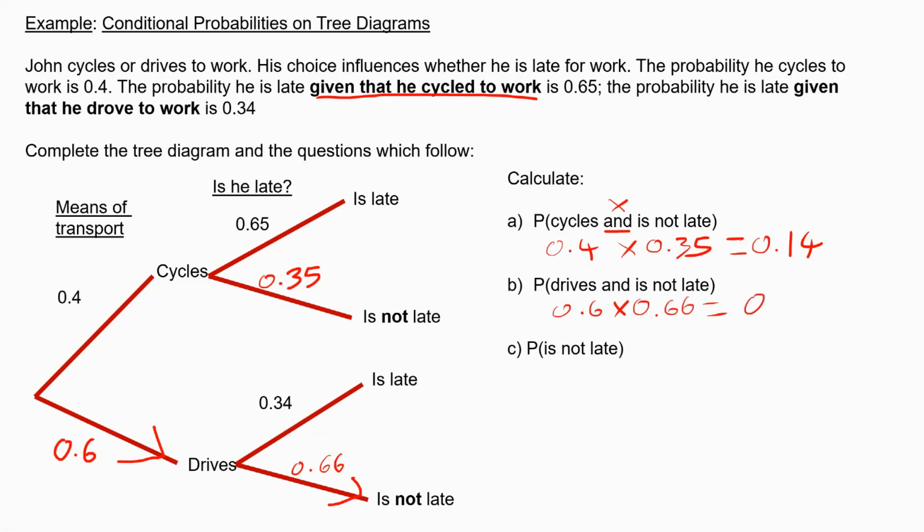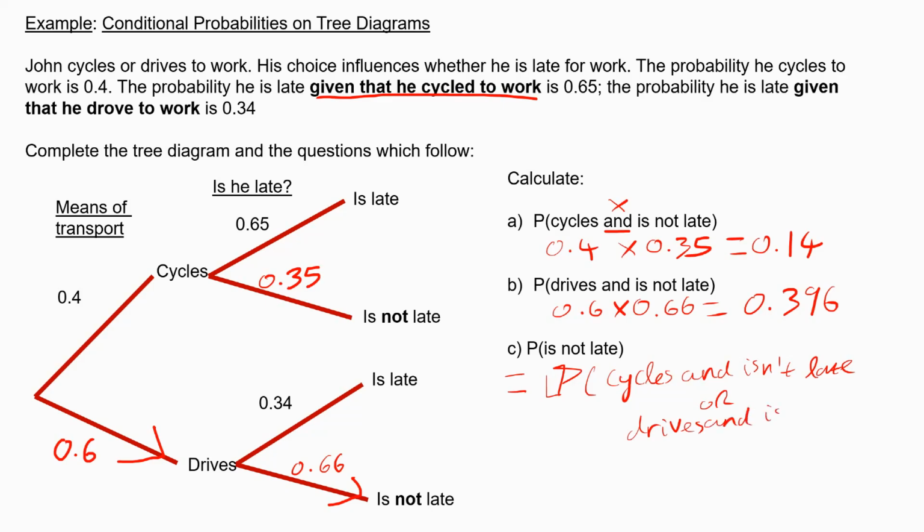That comes to 0.396. Finally, the probability that he is not late, well, there are two ways this is possible. He either cycles and is not late, or he drives and is not late. There's no other possibility. Now, we've worked these probabilities out in A and B, so we just need to do, remembering that or means plus, 0.14 plus 0.396, which is 0.536.